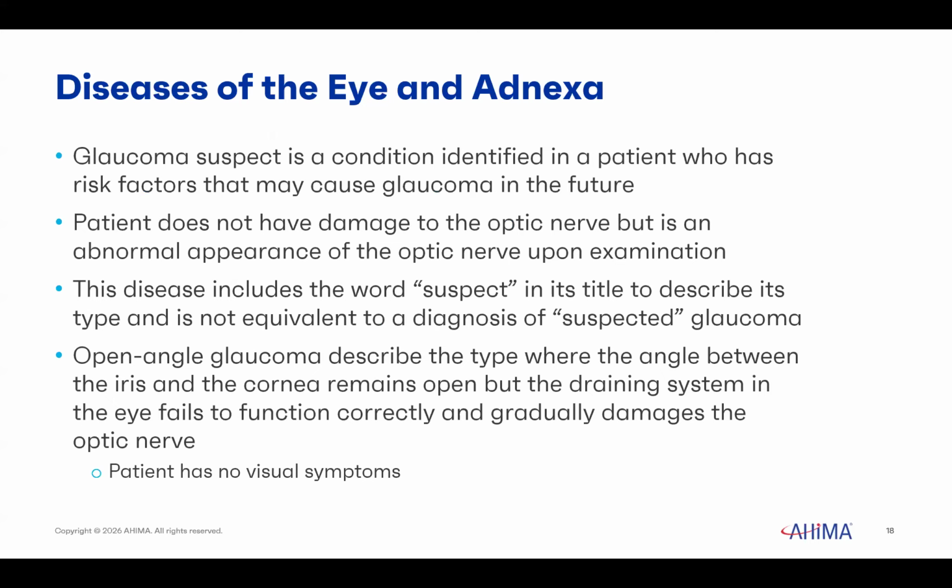And this will be our last slide. Glaucoma suspect is a condition that's identified in a patient who has risk factors that may cause glaucoma in the future, but right now has no optic nerve damage. Open angle glaucoma has no visual symptoms, at least initially.